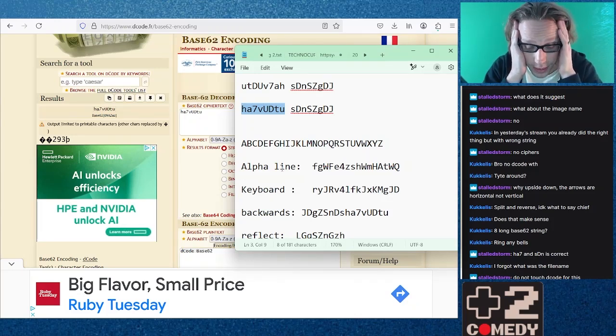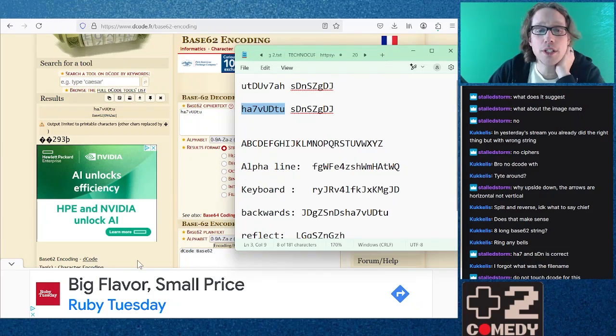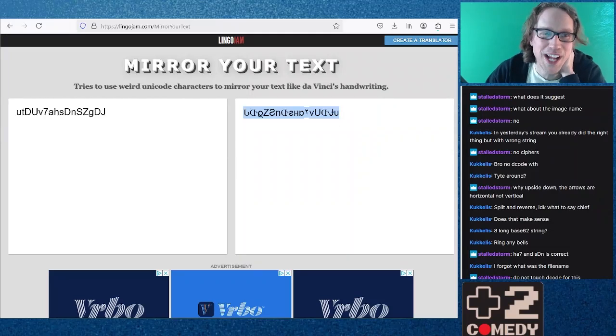Doesn't make sense. I'm closing Unicode. Or I'm sorry, I'm closing Decode. It is closed. We're not looking at it again.